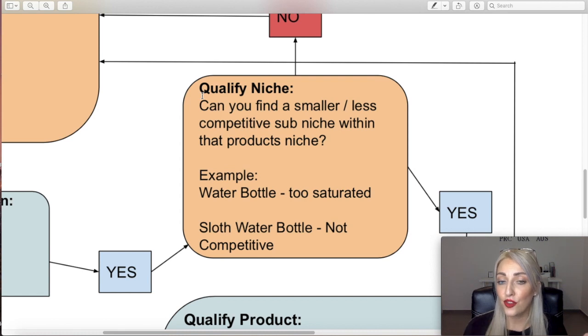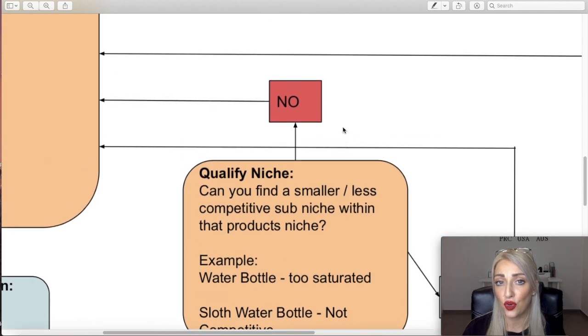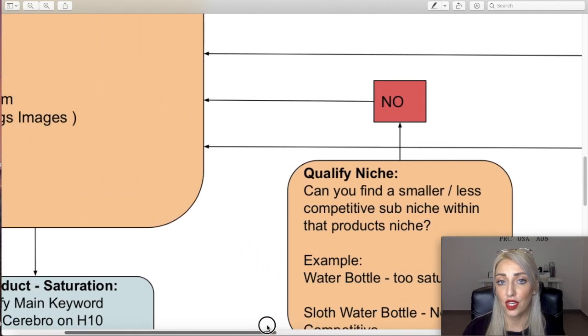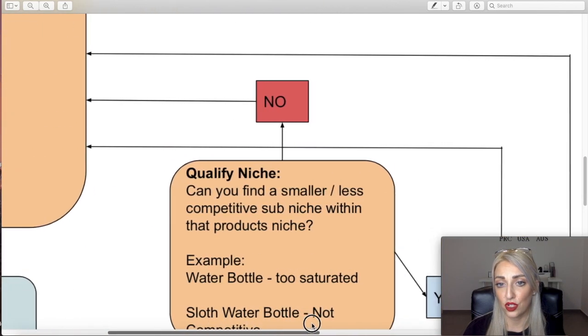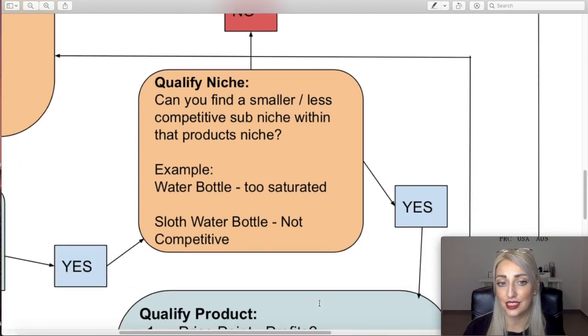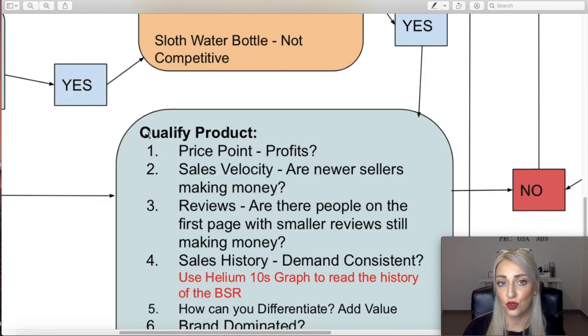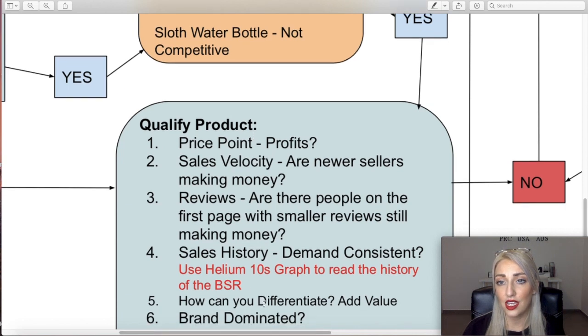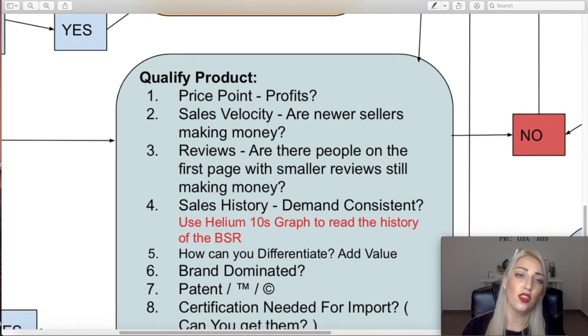So if you can find a niche or a sub-niche, a niche within a niche, then you would go to yes, and then go on to qualify a product. If your answer to that is no, then you would go back over here to the product research. If the answer is yes, then you would go to the product qualifying part. All right, and then we start with that.